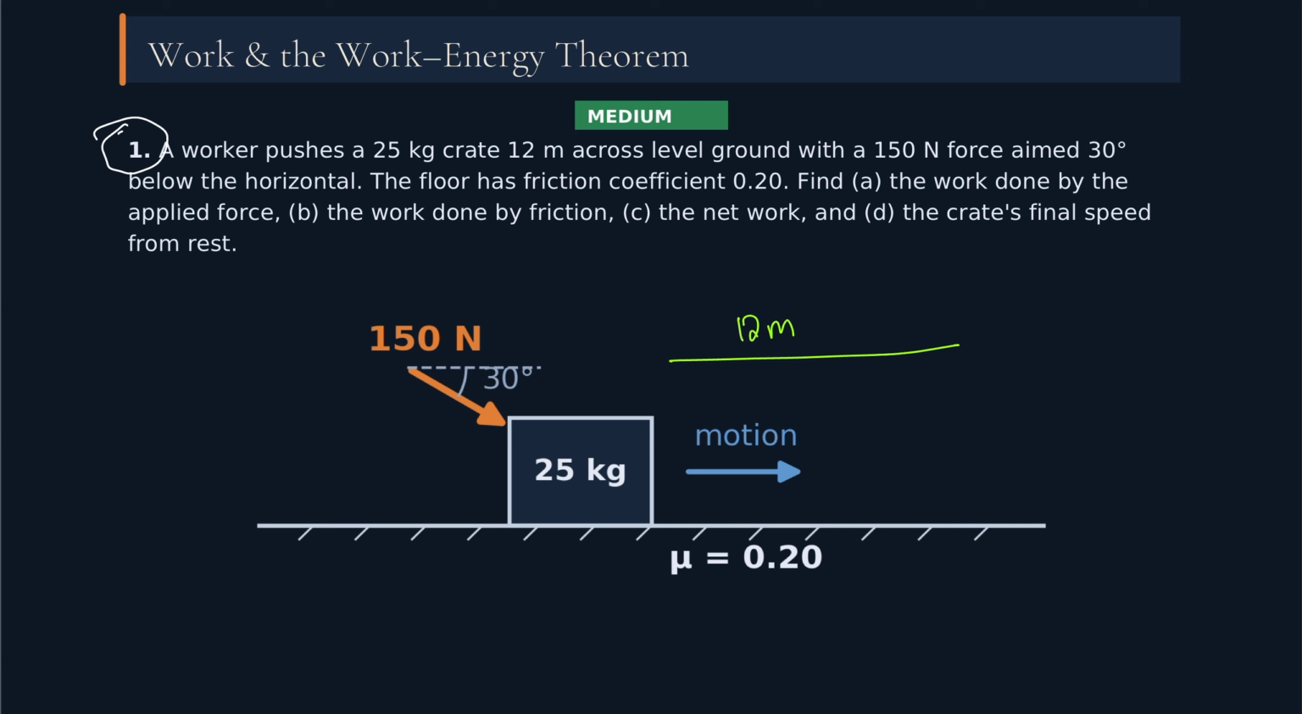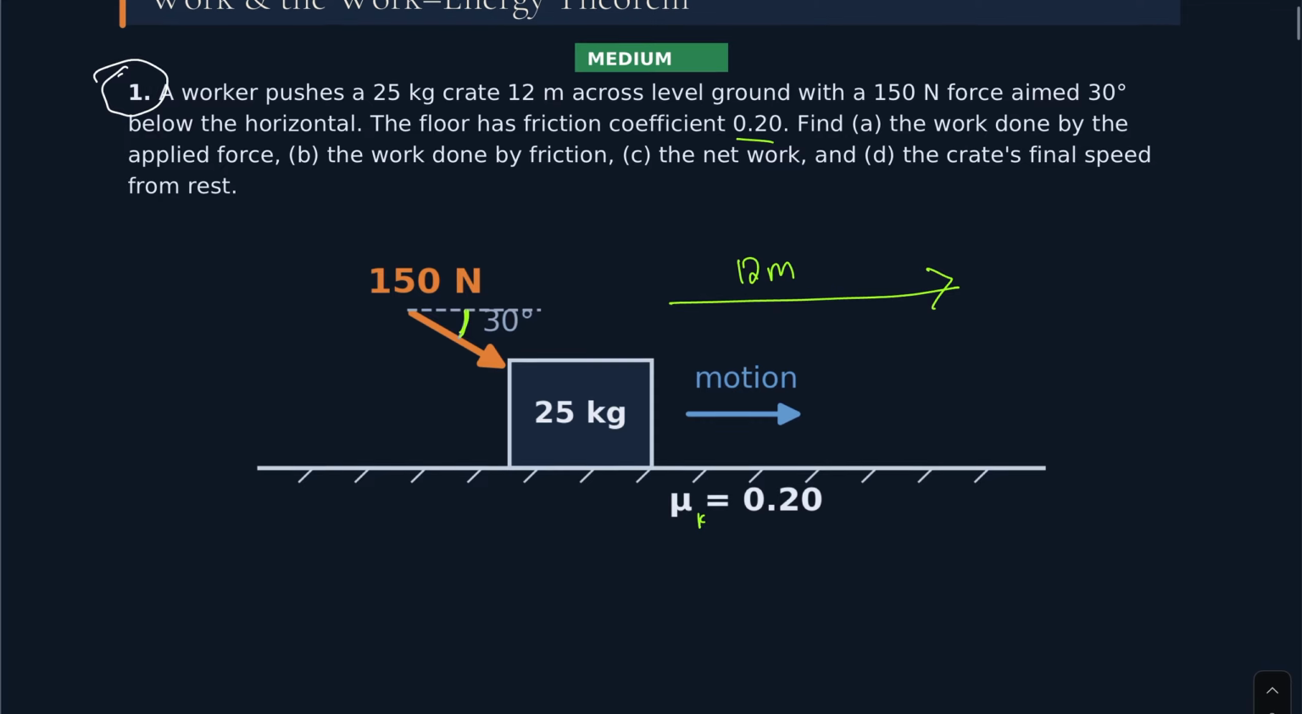Okay? With the 150 Newton force aimed 30 degrees below the horizontal. The floor has a friction of coefficient 0.2. It's a mu kinetic, probably. Find A, the work done by the applied force, B, the work done by friction, C, the net work, and D, the crate's final speed from rest. Okay, so let me give myself some more space here.